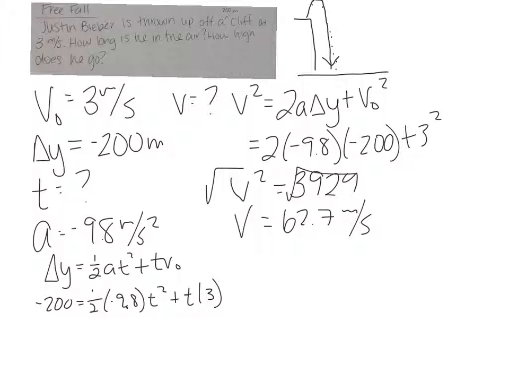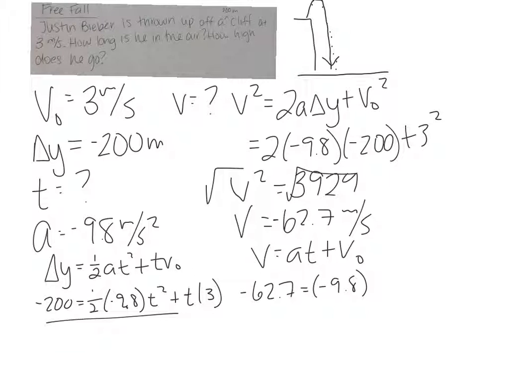All right, so instead of using this equation, now I'm going to go ahead and do v equals at plus v naught. I know v, I know a, I know v naught, so 62.7. And actually, it should be negative, right? If we think about that, he's moving in the negative direction before he dies at the bottom. I don't have anything against Justin Bieber, I swear. Times time plus 3. So negative 62.7 minus 3 divided by negative 9.8. And you get a time, he's in the air for 6.7 seconds.